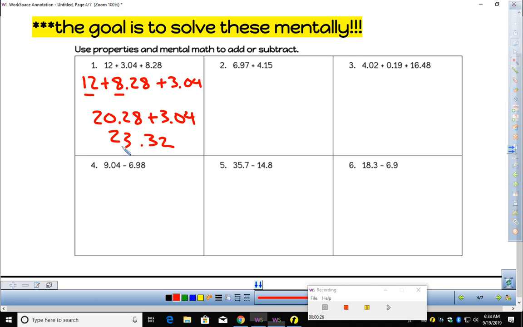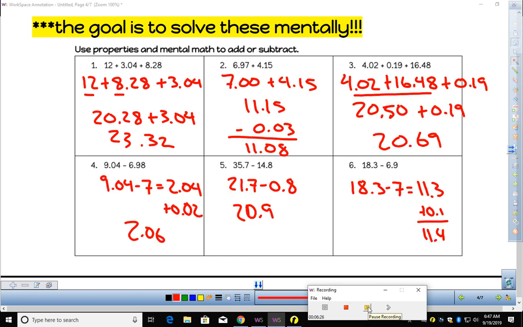Okay. Pause the screen and solve the rest of these problems in any way that makes sense to you. Okay. In addition to number 1, number 3 I solved using the commutative property. I switched some numbers around. 2 hundredths and 48 hundredths would give me 50 hundredths. I thought that one was a nice one to use with the commutative property. The other ones I solved by using some combination of compensation.